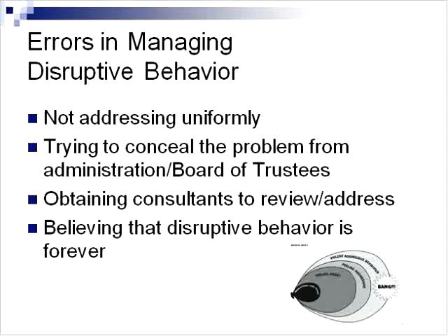Next is trying to conceal the problem from the administration or from the Board of Trustees. So that's if it's at a lower level, not letting that ratchet up, so that it kind of hides, sweeping it under the rug. We don't want to do that. These are, as I said, patient safety issues, quality of care issues that are affected by this. So we want to let them out in the open. We want to be transparent and know that these issues exist, not ignore that they exist, and then also let administration and the Board of Trustees know that we're handling them in an appropriate manner. Obtaining consultants to review or address.